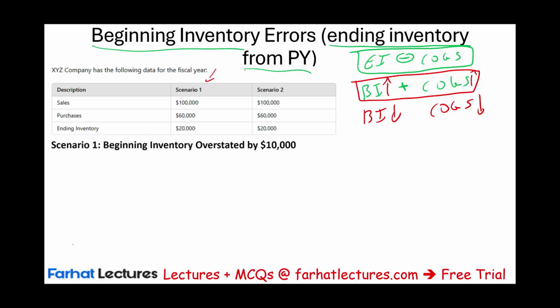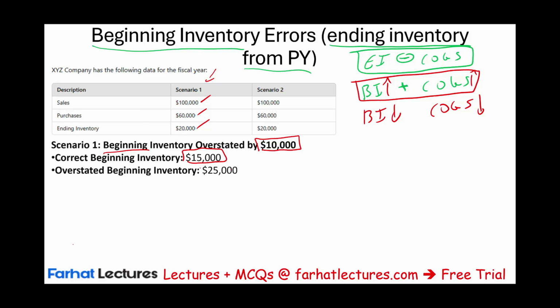We have two scenarios, scenario 1, scenario 2. Let's work with scenario 1. In scenario 1, we have beginning inventory overstated by 10. Now, automatically, if beginning inventory was overstated by 10, it means the prior year ending inventory was overstated by 10. Just always know this, because beginning inventory is last year's ending inventory. We have sales, purchases, and ending inventory. Let's compute the correct amount, assuming the correct beginning inventory should have been 15. It should have been 15, but it's overstated by 10. So the beginning inventory is reported at 25, but it should only be 15. It's overstated.